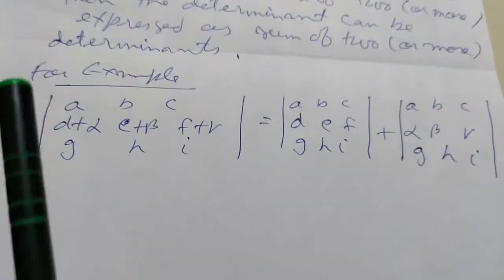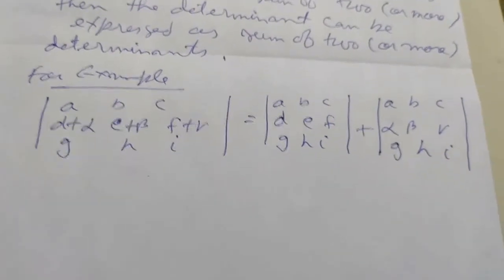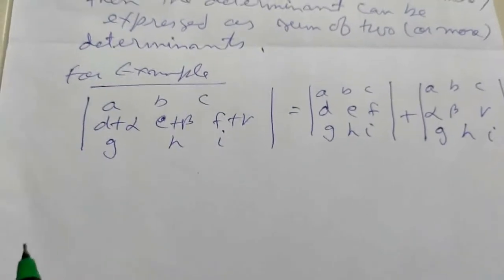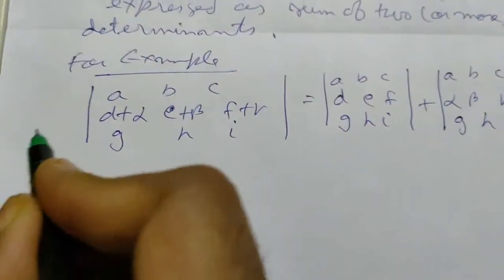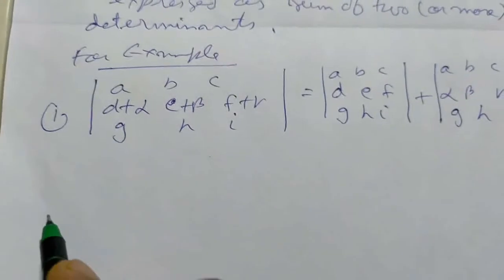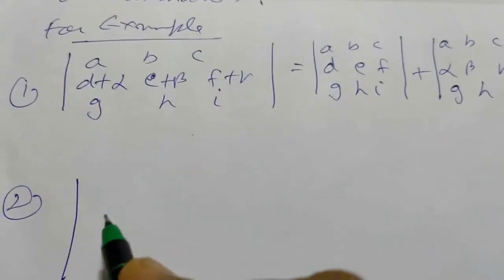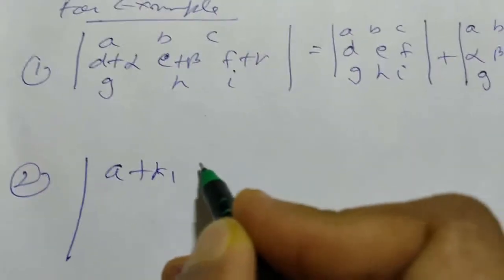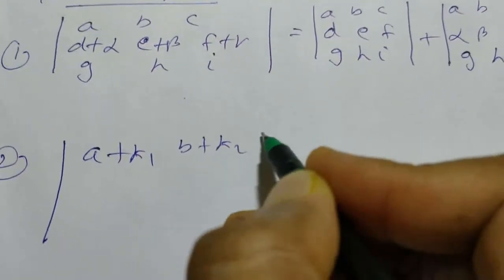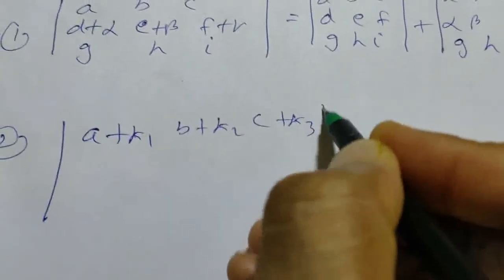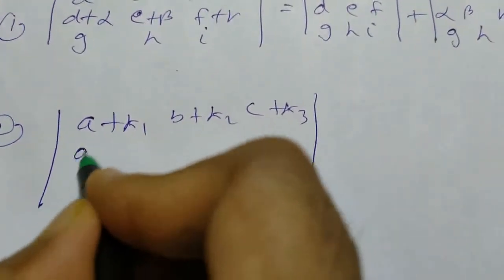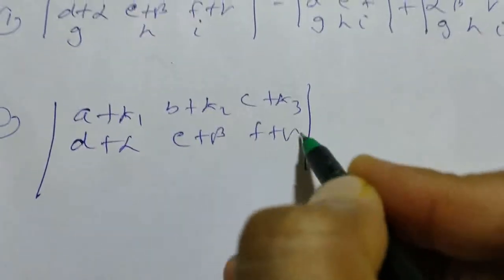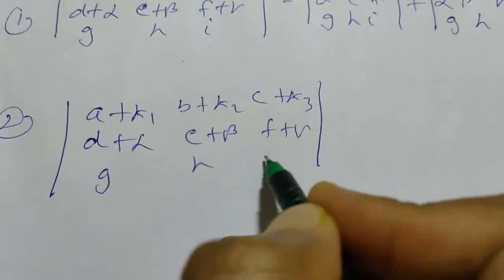Whenever you are splitting any determinant, only one row or one column is to be split up. Now this will be more clear. Suppose I write another example here. This was example number 1, and I write example number 2 also. Suppose I am here having a plus k1, b plus k2 and c plus k3, and same here, d plus alpha, e plus beta, f plus gamma, and g, h, i.